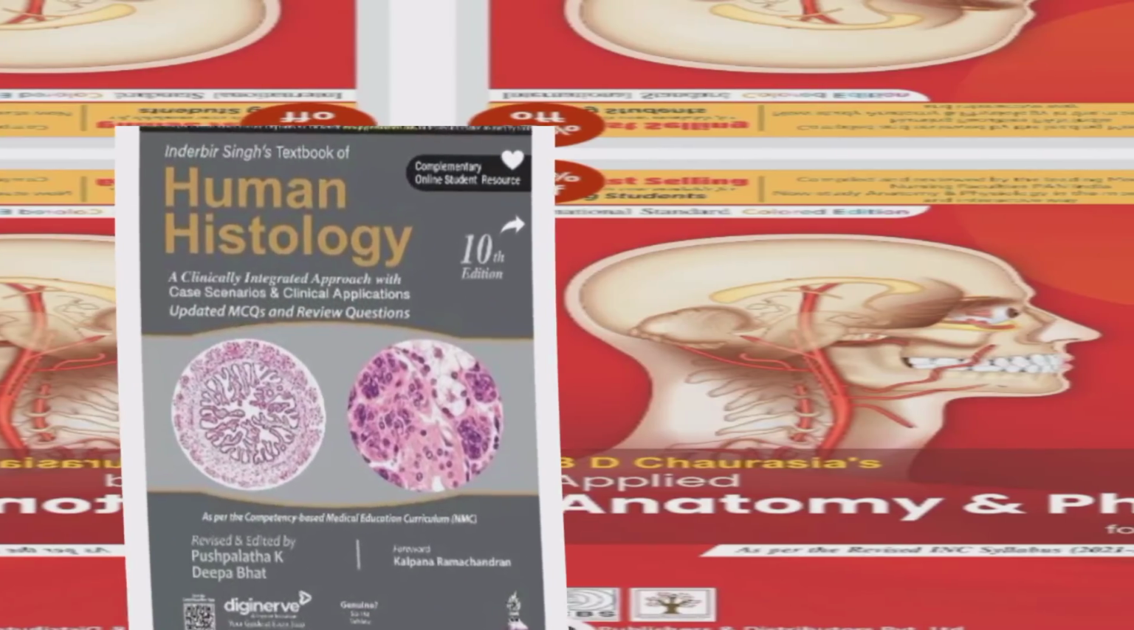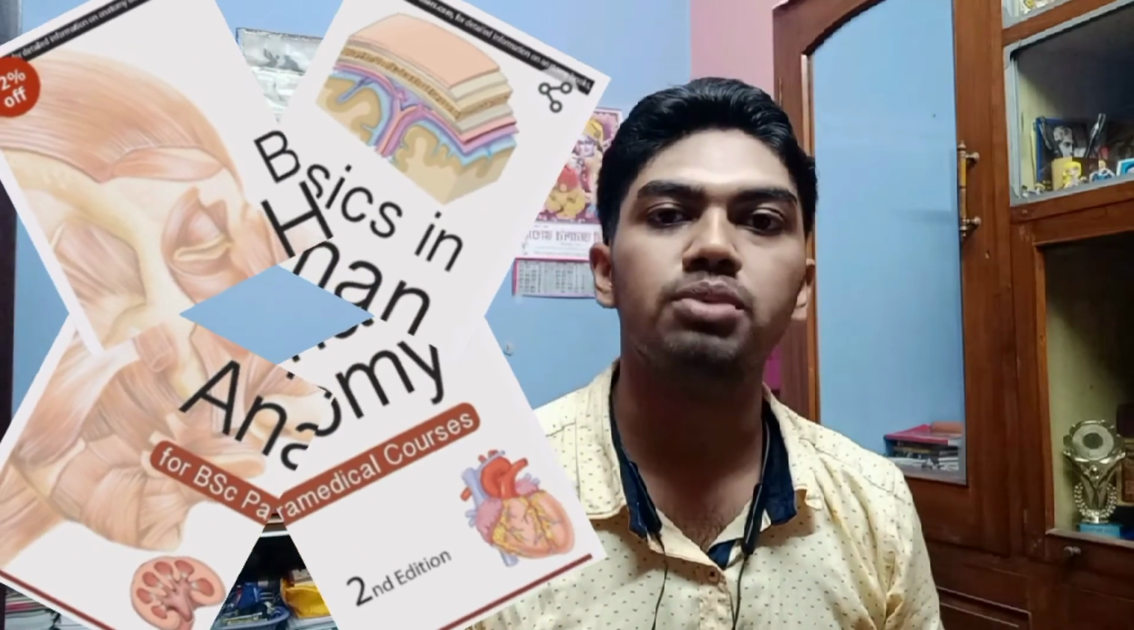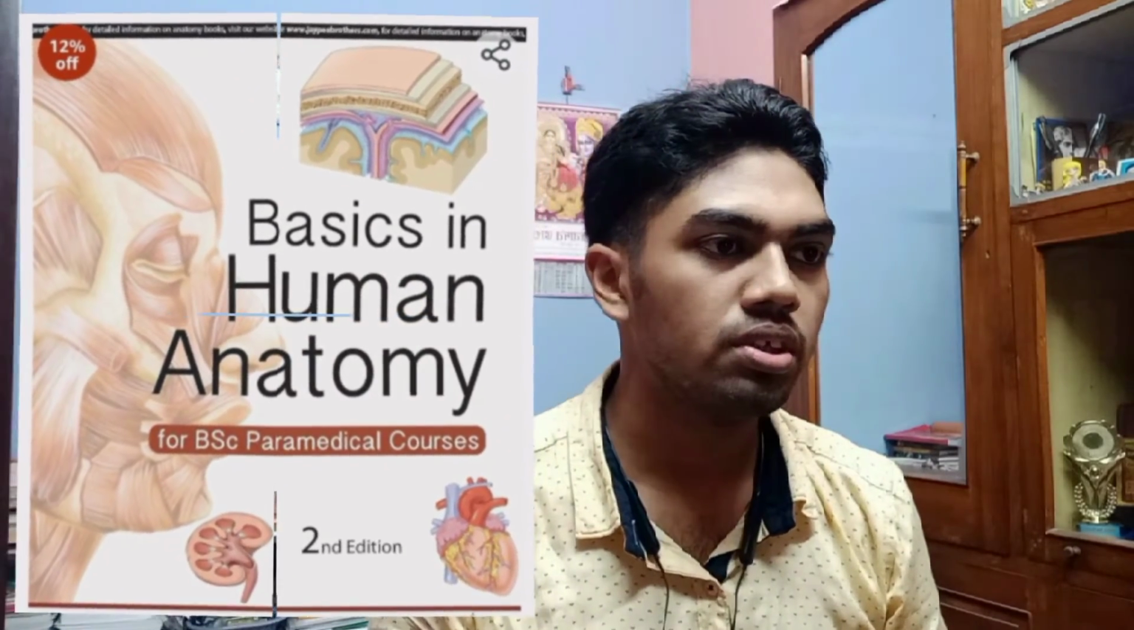Now let me come to what I have followed. For anatomy I have followed Bisram Singh's General Anatomy. For histology I have followed I.B. Singh. And for applied anatomy and physiology I have followed B.D. Chaurasia, and this Basics in Human Anatomy for BSc Paramedical course book also.